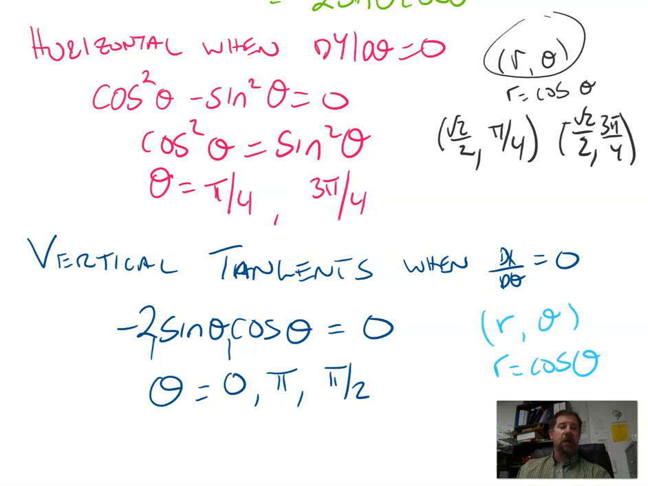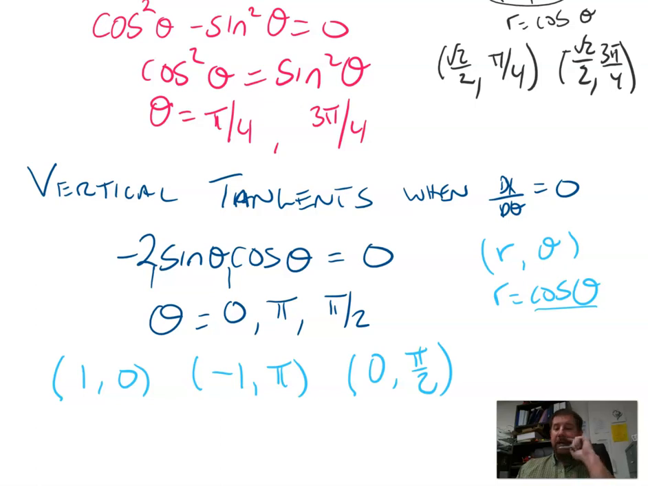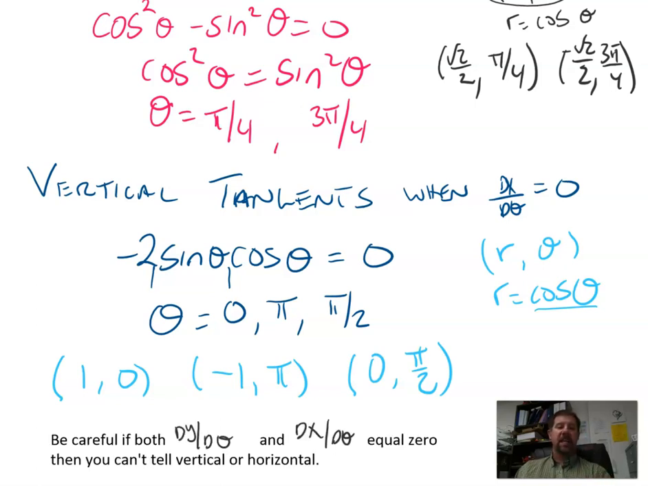And again, we need those points, r comma theta. We have the theta, so now we need to find the r's. So I'm going to plug those in and get my 3 points. If I plug in 0, I get 1, so 1 comma 0. If I plug in pi, cosine of pi is negative 1, so we get the point negative 1 comma pi. And when theta is pi over 2, r is 0, so 0 comma pi over 2. So these are the points where our vertical tangents are. The only thing you would want to watch out for here is if both dy d theta and dx d theta were 0 at the same spot, then we would not be able to tell if it's a horizontal or vertical tangent.